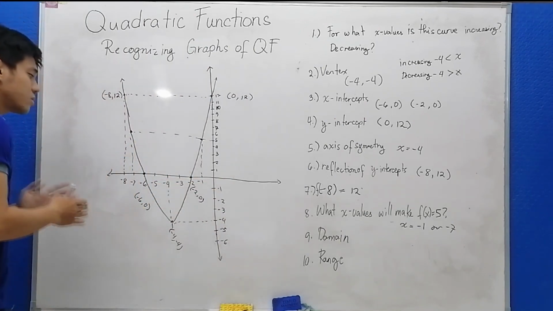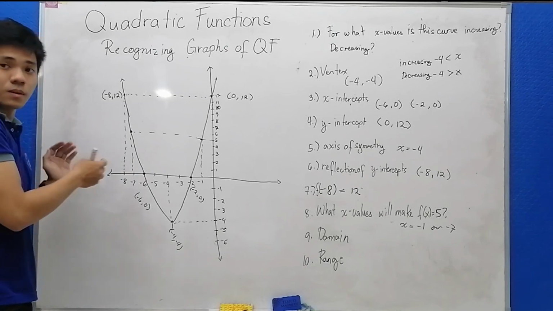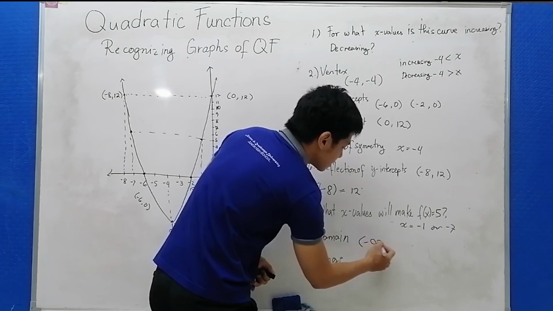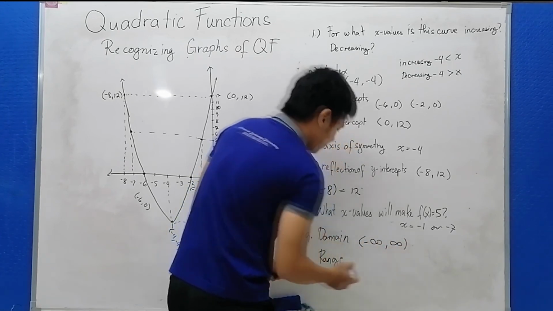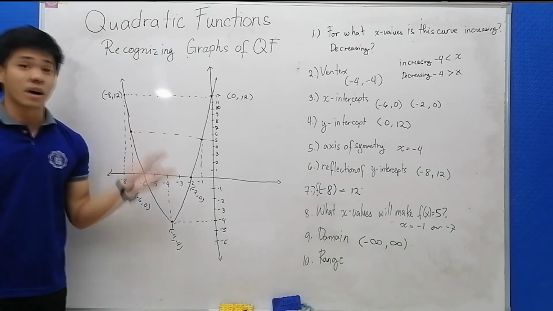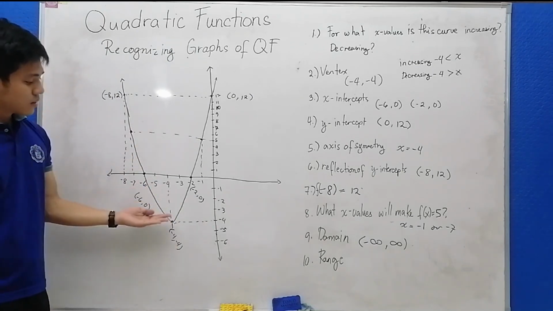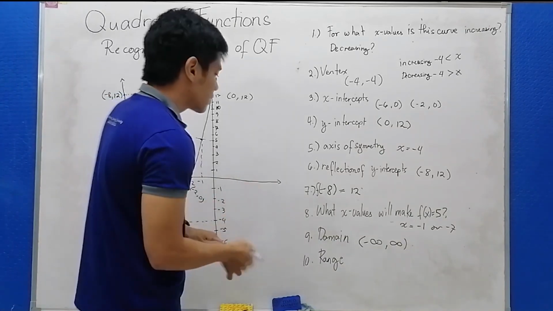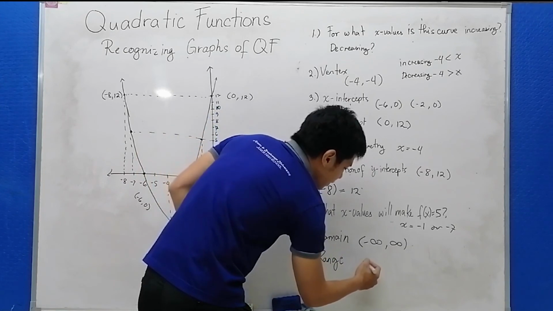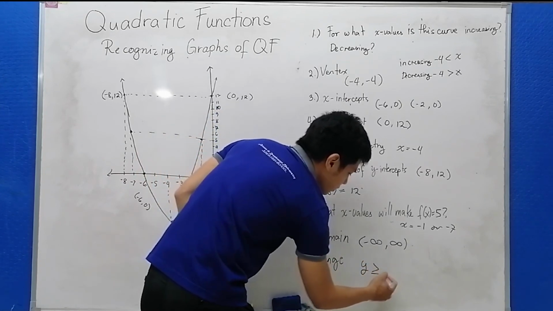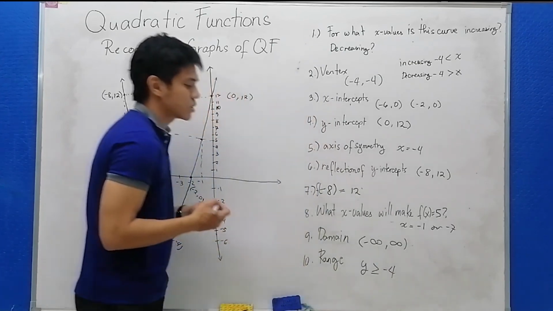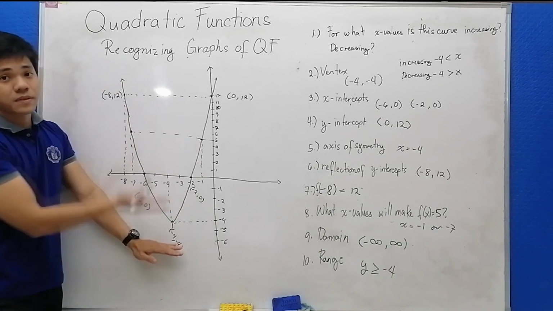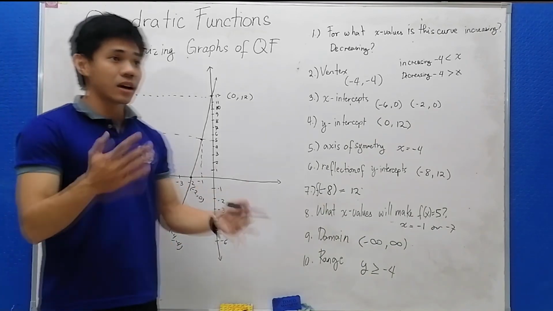So our domain, again, is all negative values of x and all positive values of x, so we have the same answer: -infinity to +infinity. For our range, because it's opening upwards, we need to take note of the values that are going upwards. So it must be greater than -4. Our range is always going to be y greater than or equal to -4, because it cannot be less than -4, since that is not where the parabola is facing. So that's it for analyzing our graphs.